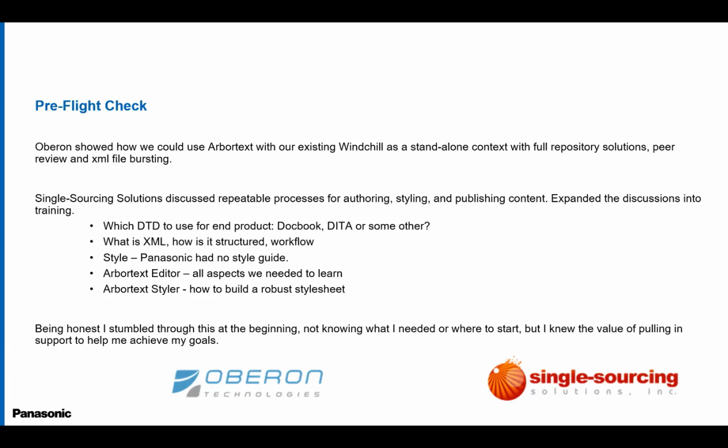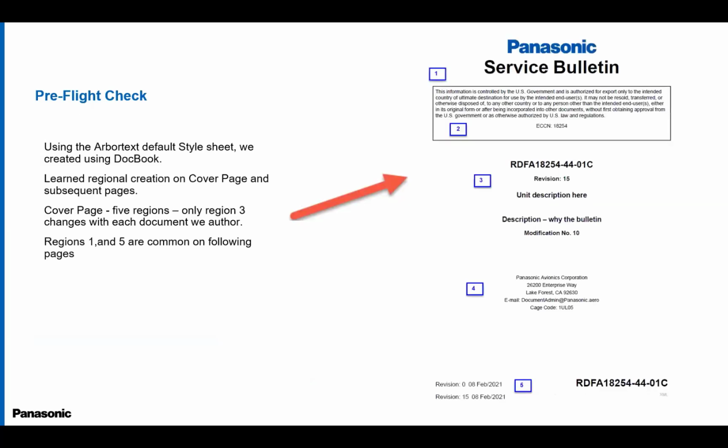Style, Panasonic had no style guide. Authoring with Arbortext Editor, all aspects we needed to learn. Arbortext Styler, how to build a robust style sheet. Not knowing where I needed to start, I had to pull people in to help me achieve my goals last year, and that included Oberon and Single Source Solutions. Using the Arbortext default style sheet, we created our own style sheet using DocBook.